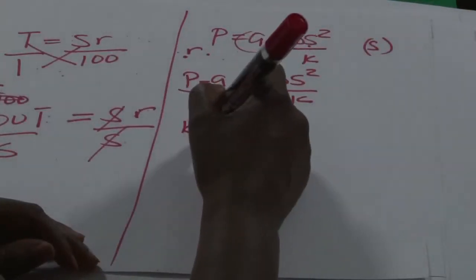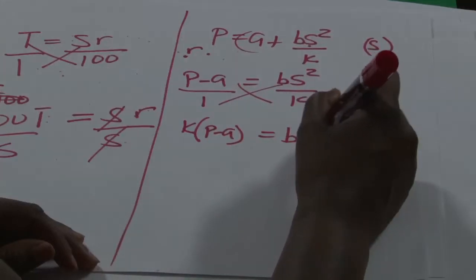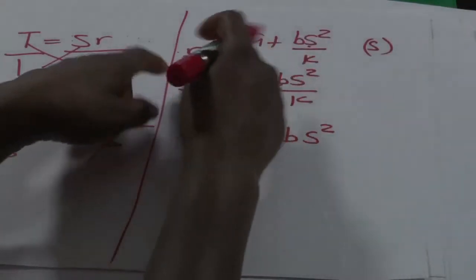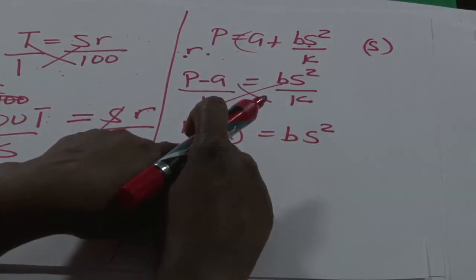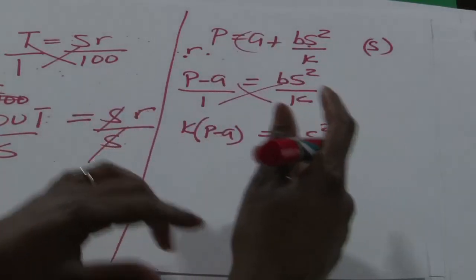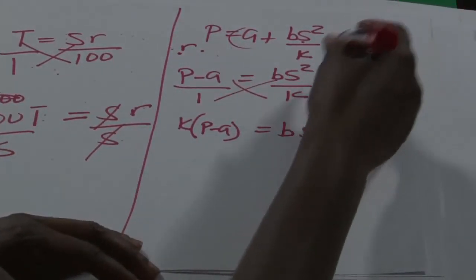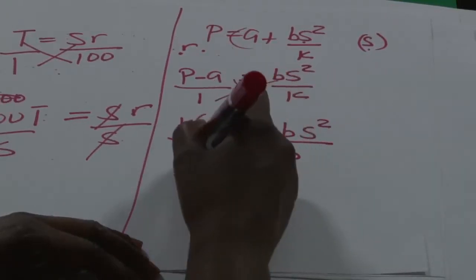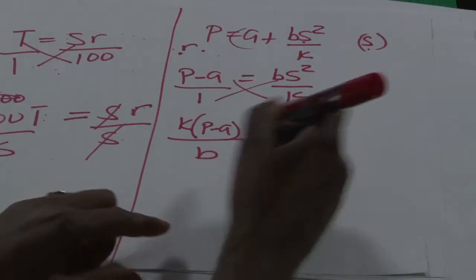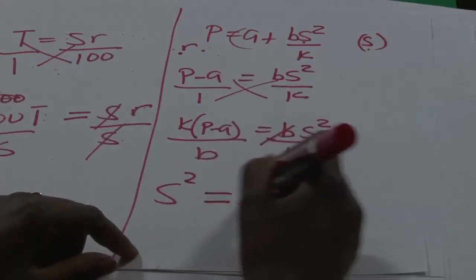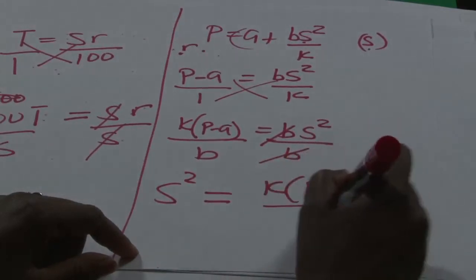That will be K, and then P minus A is equal to BS squared. I put this in brackets because everything, P minus A, is being multiplied by K, not just K times that. Put it in brackets. Now I want S. Remember that. I can get rid of B. Divide both sides by B, and then cancel out. I'm only left with S this side. So S squared is equal to K, and then P minus A over B.